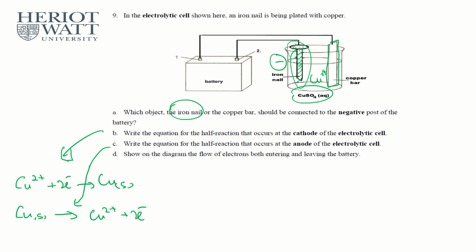Show on the diagram the flow of electrons both entering and leaving the battery. So the battery is here. We know that copper 2 plus is being attracted to the iron nail. Iron nail is going to provide electrons to it so that it can turn into copper solid. So the electron is here, flowing to the iron nail, flowing out from the battery. And what happened here is actually copper change into copper 2 plus by releasing 2 electrons, right? So it's actually replenished the electrons flowing out from the battery back to the battery. So that's the electron flow.